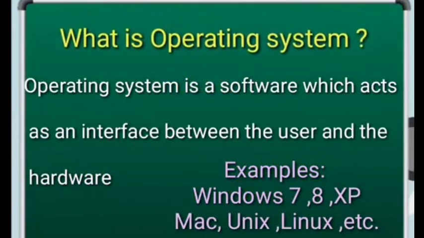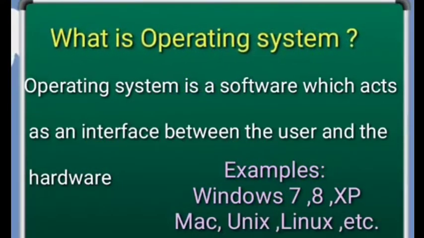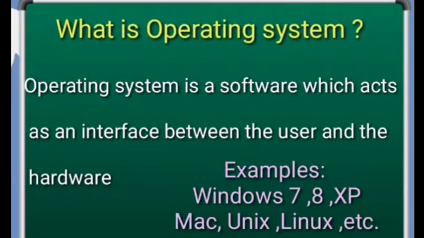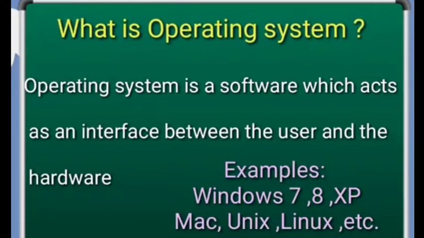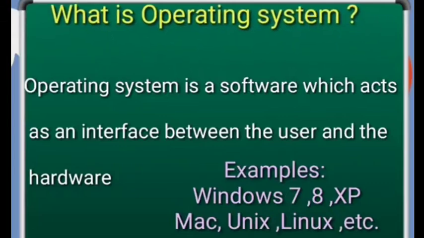Examples of operating systems can be Windows 8, 7, Windows XP, Mac operating system, and now Windows 10.1. We are also using Unix, Linux. We will be discussing different types of operating systems in the upcoming videos. So I hope now you are clear with the definition of operating system.